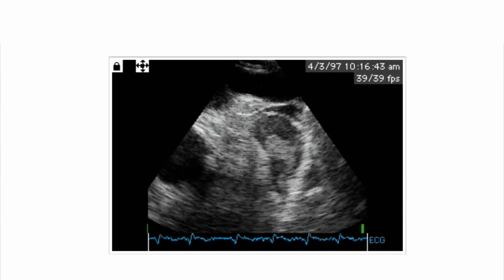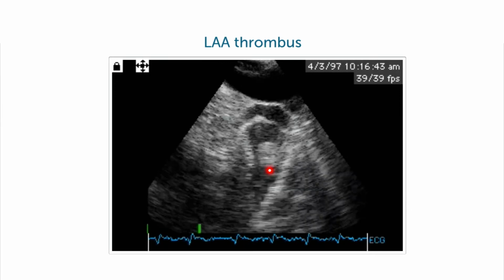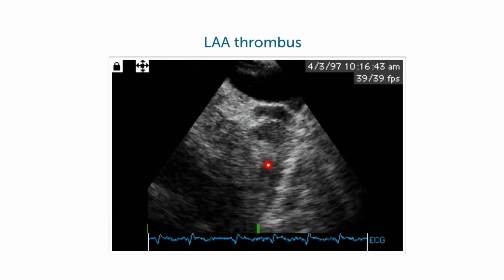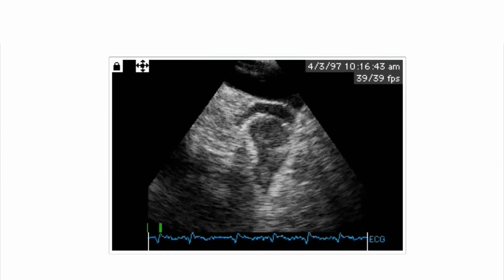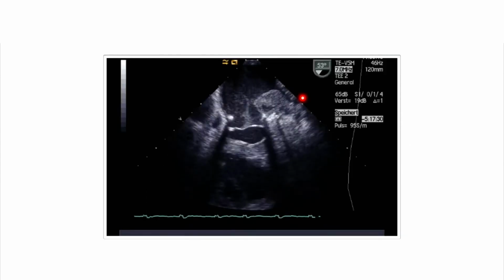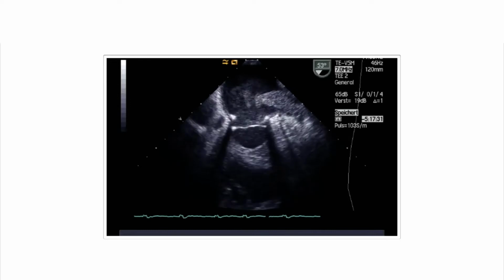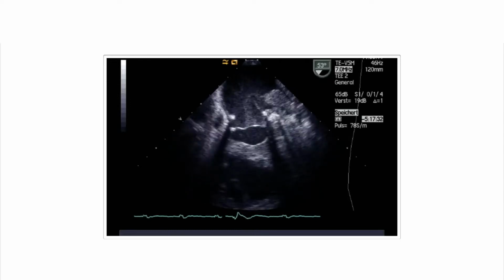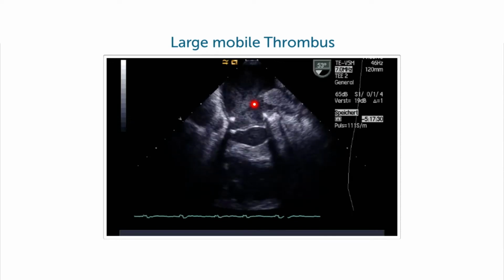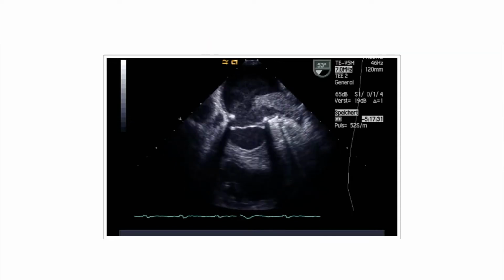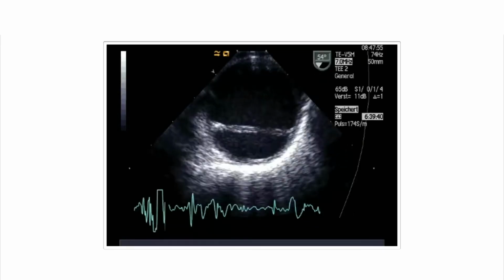What we have here is the left atrial appendage, and right inside the left atrial appendage we have a thrombus. You cannot see this from a transthoracic approach. This might be visible in a transthoracic approach, but never to its full extent. A large thrombus which is peeking out of the left atrial appendage actually. Probably a high risk of embolization.